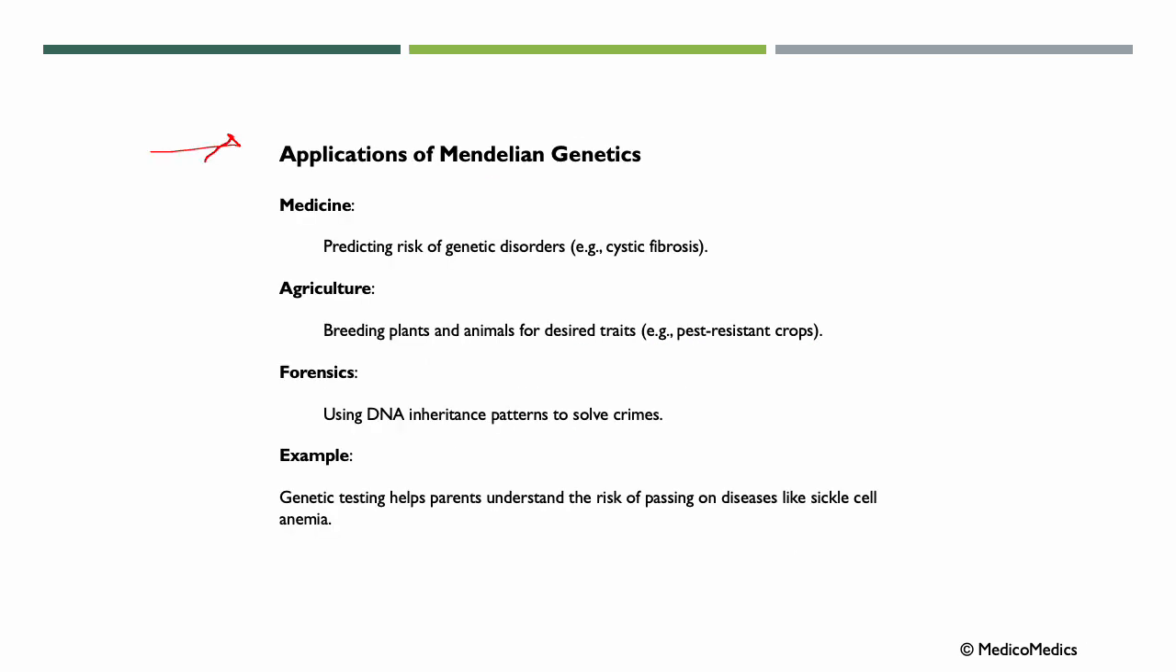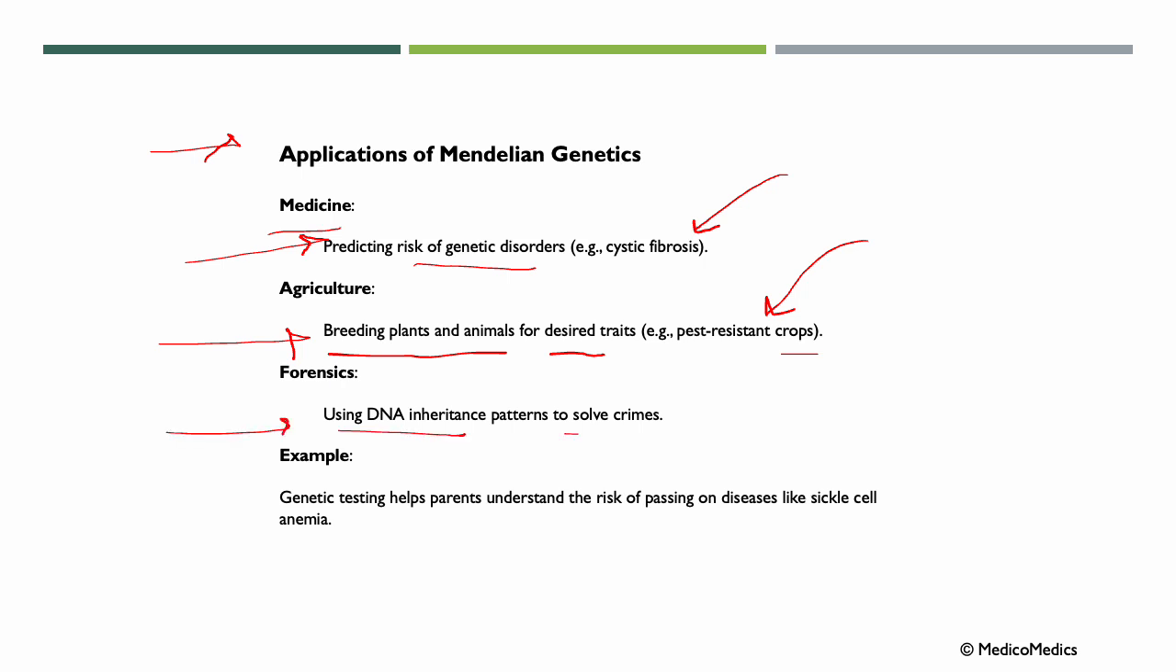What are some applications of Mendelian genetics? Well, in medicine, predicting risk of genetic disorders like cystic fibrosis. Agriculture, so breeding plants and animals for desired traits like pest-resistant crops. And forensics, using DNA inheritance patterns to solve crimes. Example, genetic testing helps parents understand the risk of passing on diseases like sickle cell anemia. So Mendelian genetics is used in healthcare, farming, and even crime solving to understand how traits and diseases are passed on.